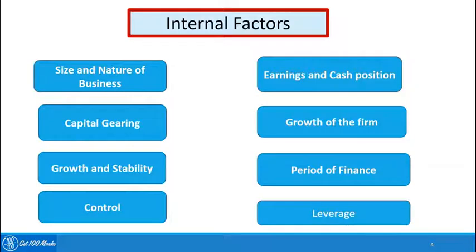Control means the extent to which a company wants to have control over its management. When the company wants maximum control on its management, it prefers debt over equity, because equity dilutes control. Earnings and cash position means what is the cash position of the company at a particular point in time. If they are comfortably placed in terms of their cash, then they prefer going in for debt, because the interest servicing of debt is easy for them in that case.